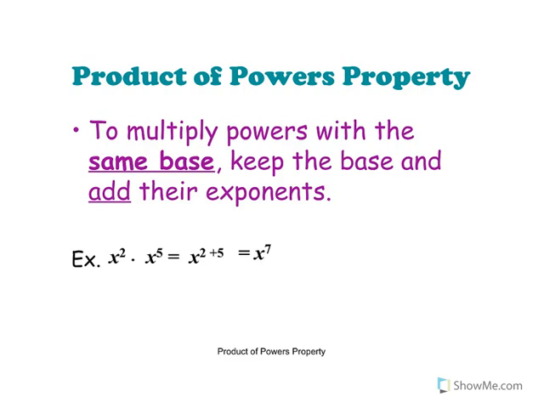And that's what we're going to put in our notes, right? That when we multiply powers of the same base, we keep the base, which in this case is x, and we add the exponents, right? So we keep the base of x the same. We add the 2 and the 5, and we get 7.